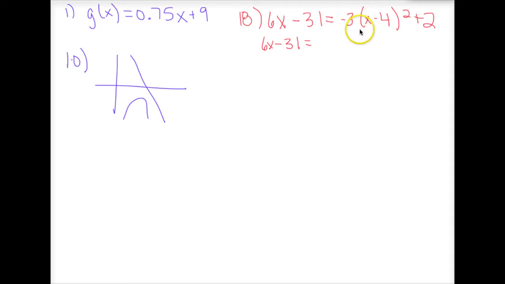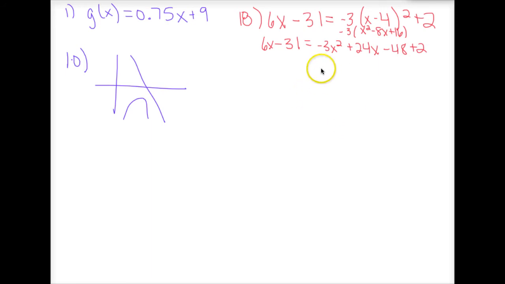So when I FOIL this out, you get x squared minus 8x plus 16. It has to be FOILed. Do not just try to square the x and square the 4. Must FOIL. So once I've done that, then I can distribute my negative 3. So negative 3x squared plus 24x, because it's a negative times a negative, and then negative 3 times 16 is negative 48, and then I've got my plus 2.